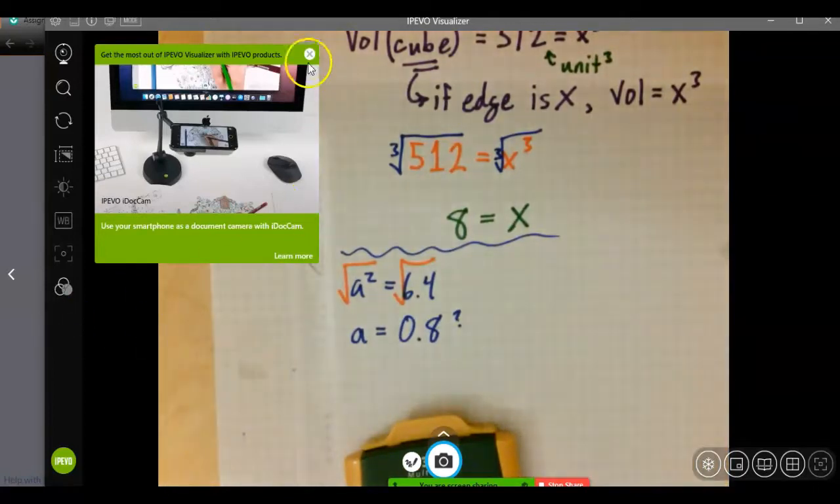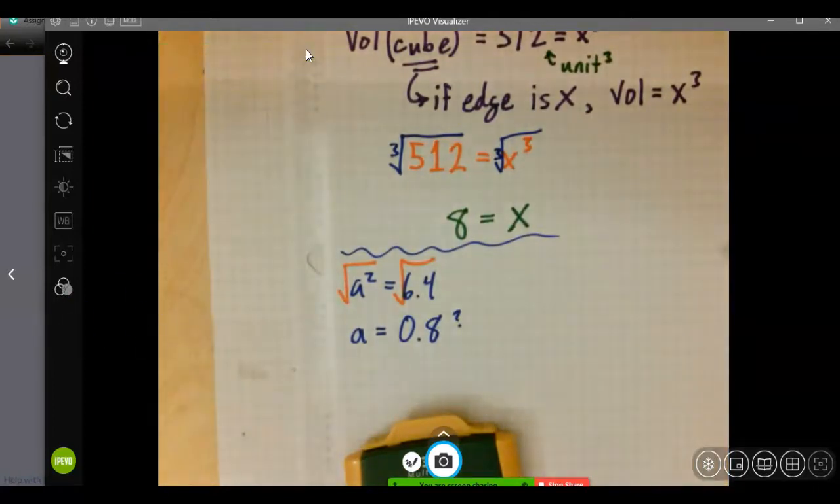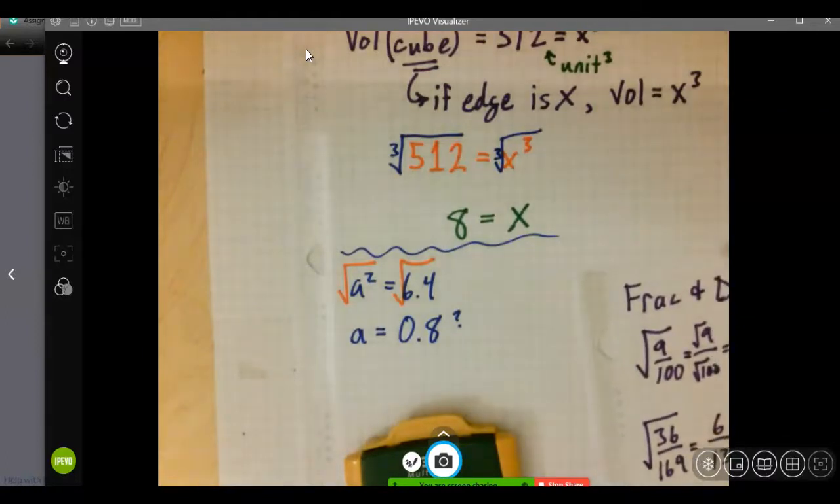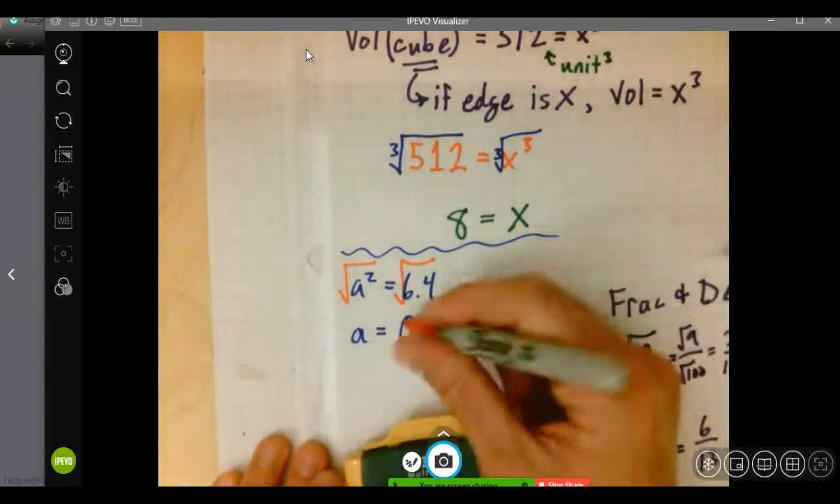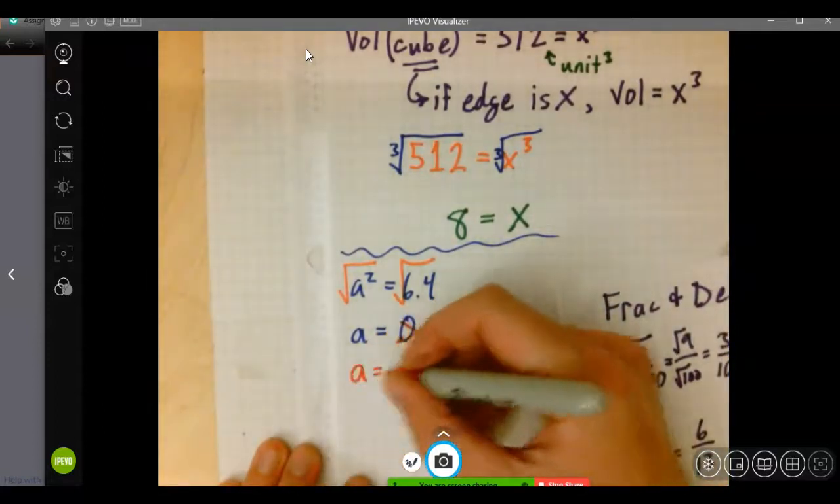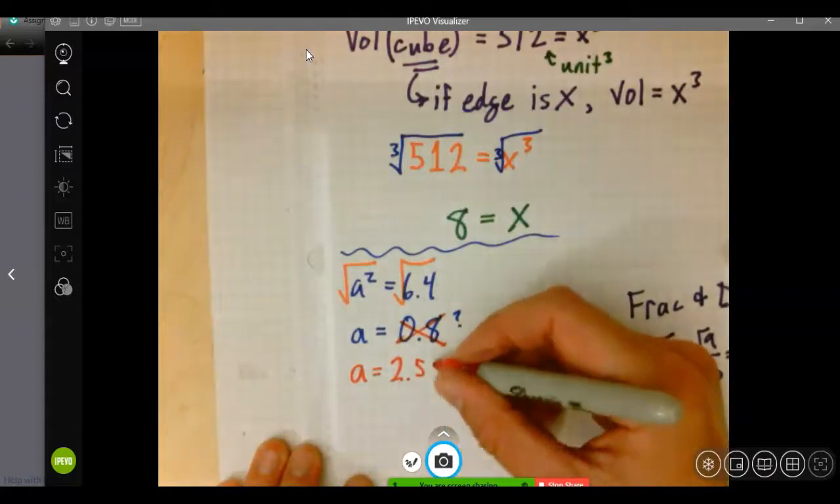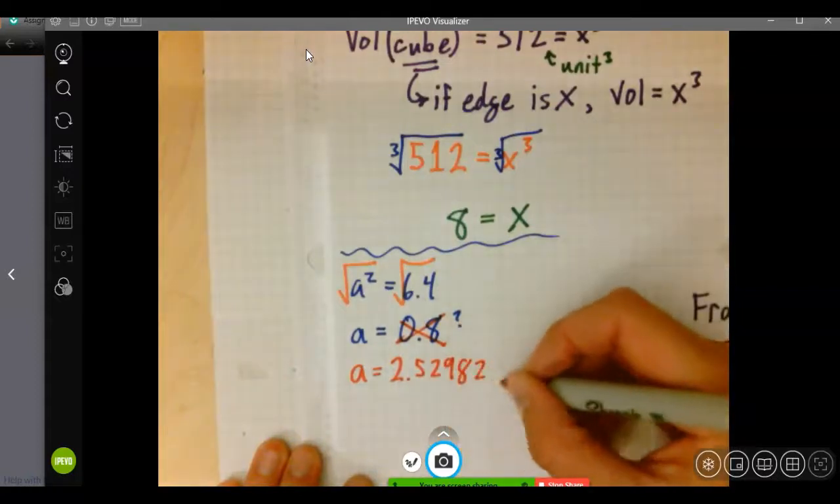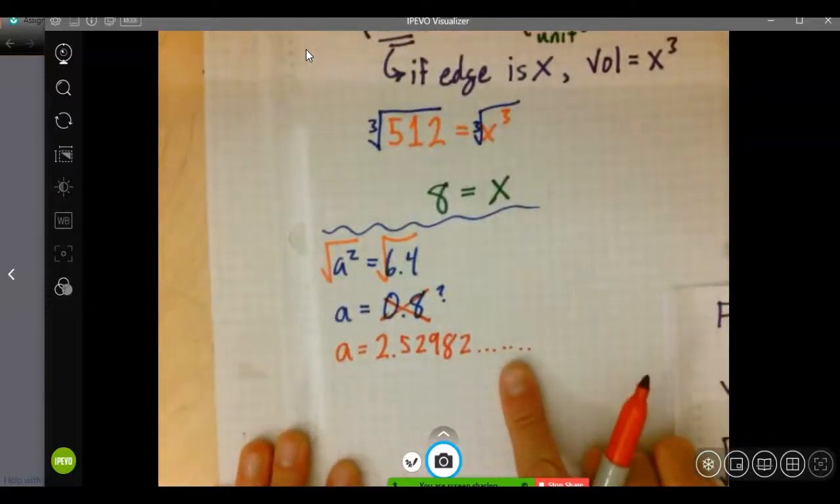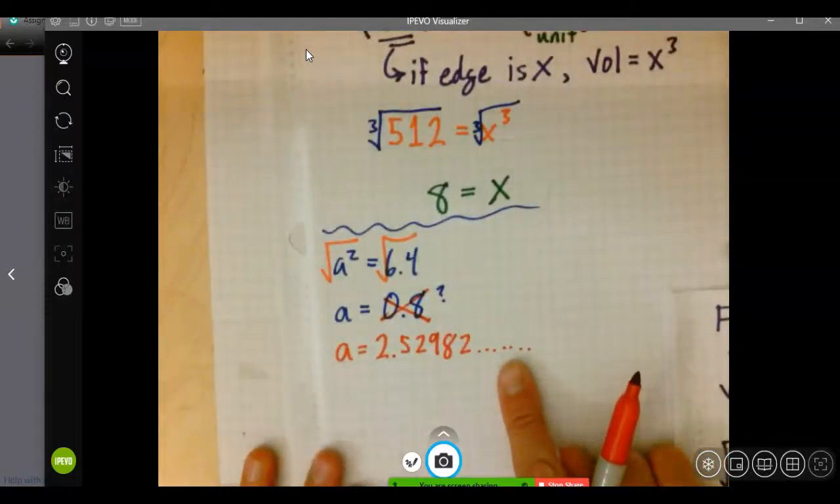Can anyone look at why the other ones we just did work versus why this one didn't work? And by the way, guys, if you wrote down 0.8, please cross it out before we move on. That was wrong. We said A is actually like 2.52982, blah, blah, blah. This does not mean repeats. It can mean it repeats. It just means it keeps going.